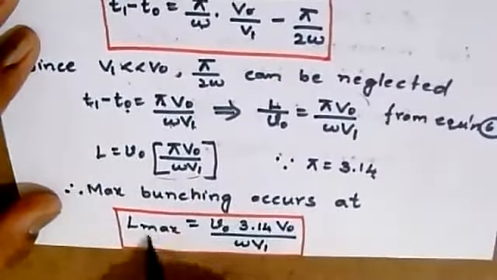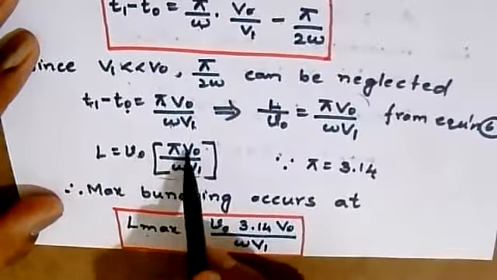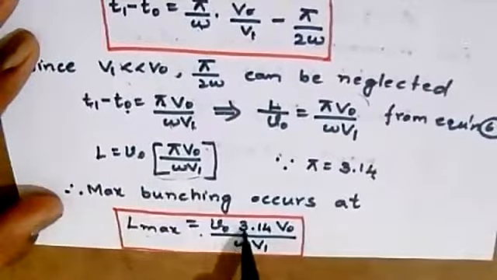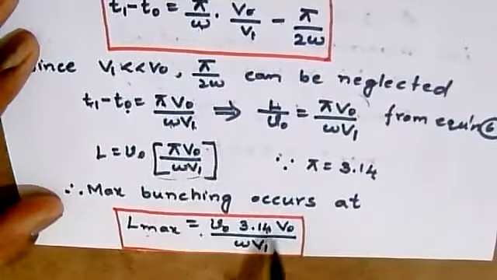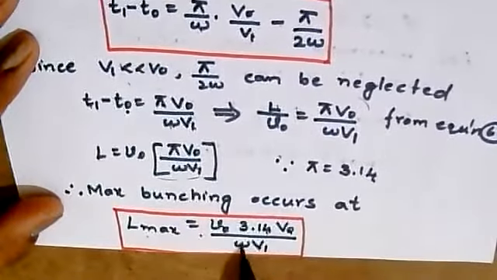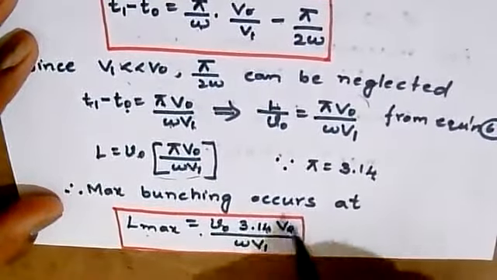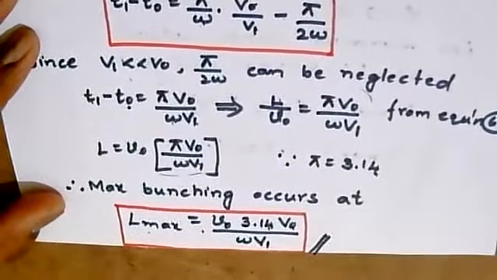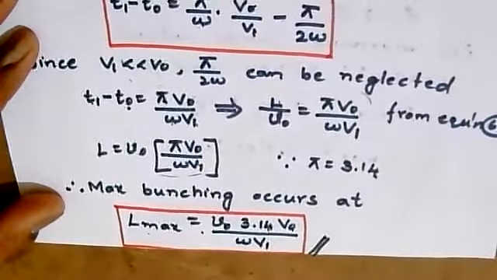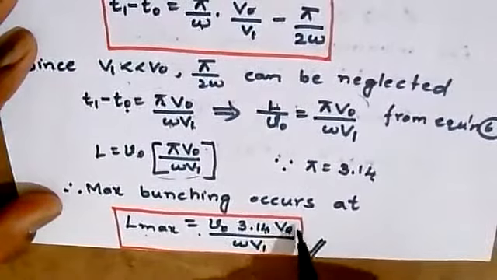So that L maximum will be equal to V naught as it is, pi is nothing but 3.14, this V naught as it is I am writing, and omega V1 is as it is. So this is the final expression of the bunching process, where the maximum bunching will be taking place.